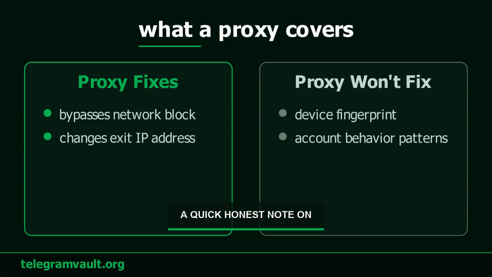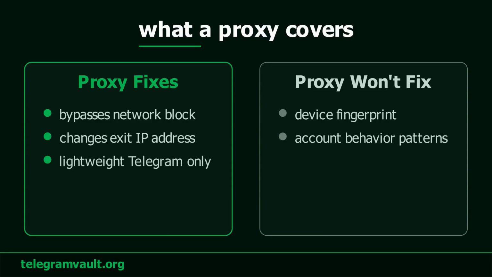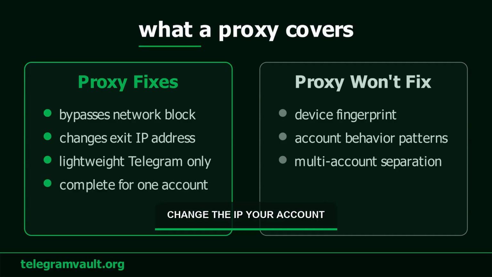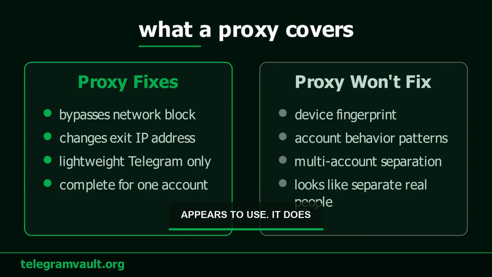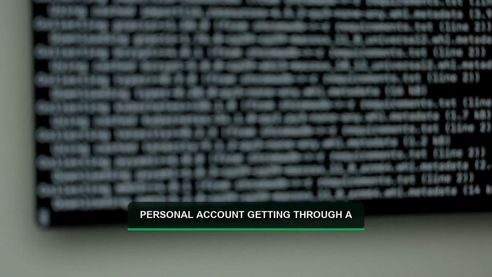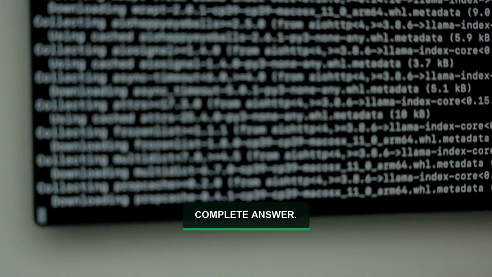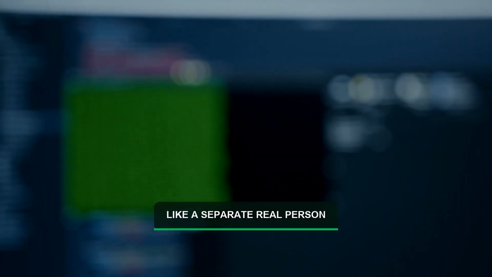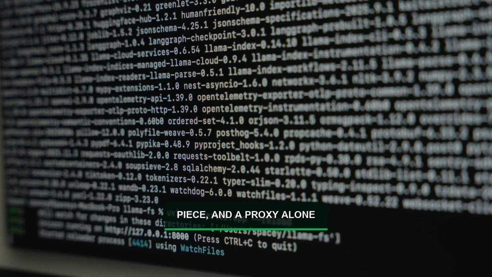A quick, honest note on what a proxy fixes. It moves your Telegram connection to a different exit point. It gets you past a network block, and it can change the IP your account appears to use. It does not change your device fingerprint or how the account behaves. If your goal is one personal account getting through a block, a proxy is the complete answer. If you're running several accounts that each need to look like a separate real person on a separate real device, the connection is only one piece, and a proxy alone won't carry that.